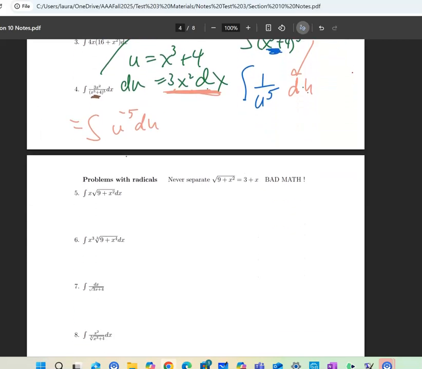Now remember, for the antiderivative, increase the exponent. So I add 1 and put it over that same number. So negative 1/4. And then put the inside of the u back in. Plus c.